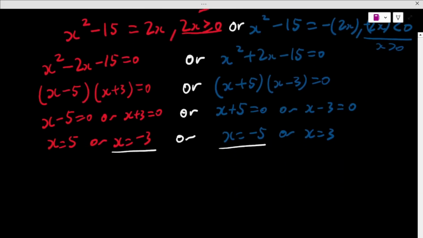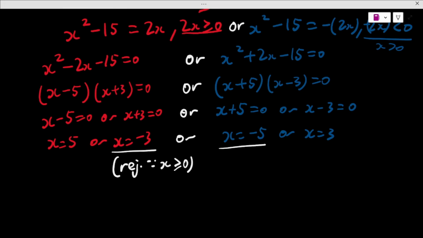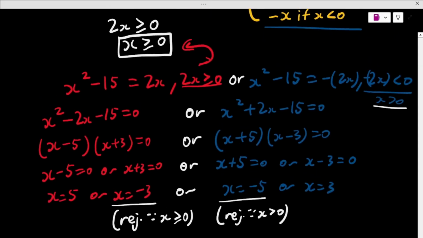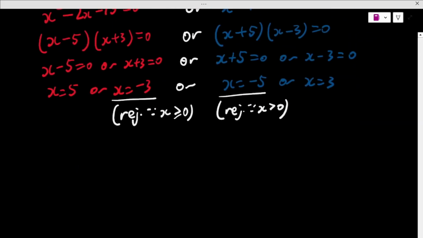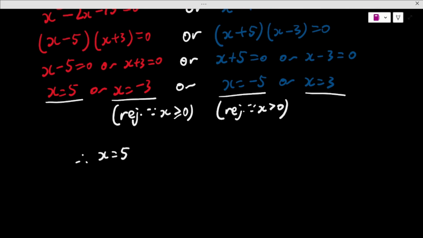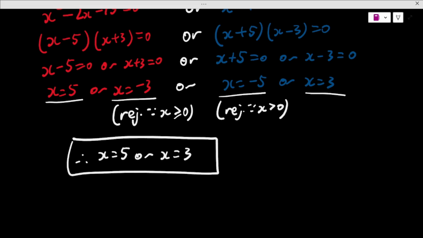Therefore, we need to reject these values because x must be greater or equal to 0. Same over here. In this case, it's more for x greater than 0. So we are left with two possible answers. So therefore, x is equal to 5 or x is equal to 3. And that is our final answer.